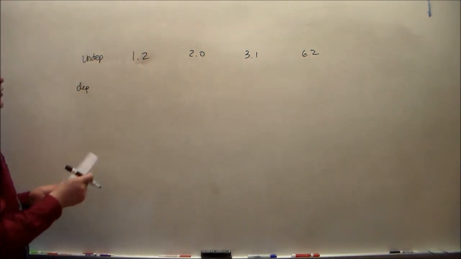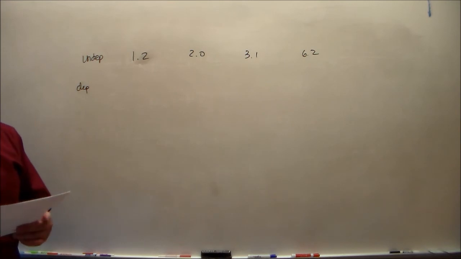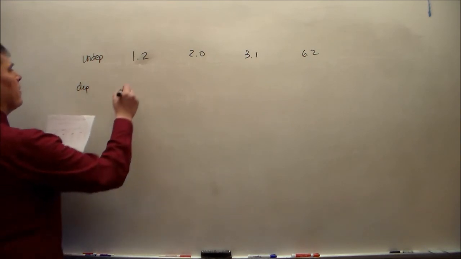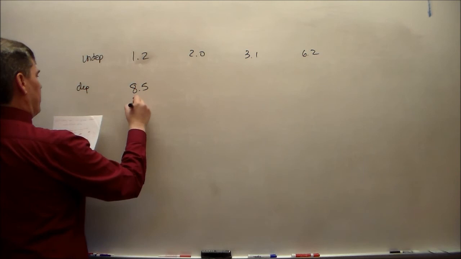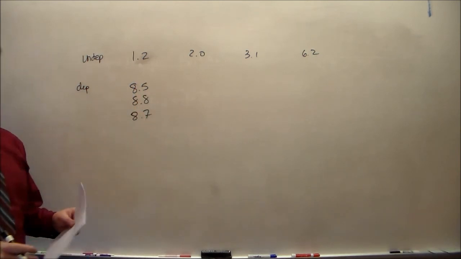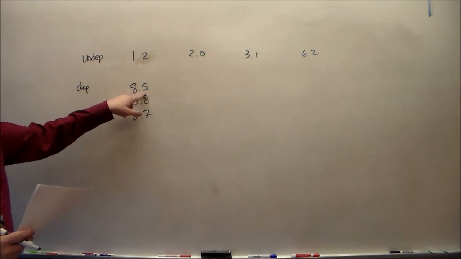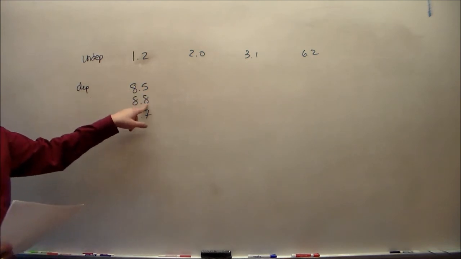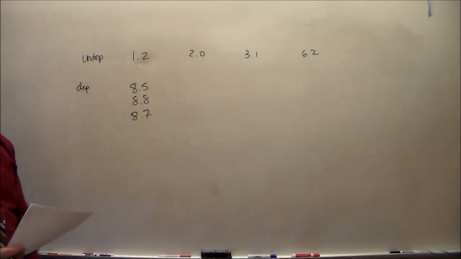And the dependent variable is going to be my pace. Pace is measured in minutes per mile. Obviously, I'm not bragging here. So this would be 8.5 minutes per mile. This would be 8 minutes, 48 seconds per mile. This would be 8 minutes, 42 seconds per mile.